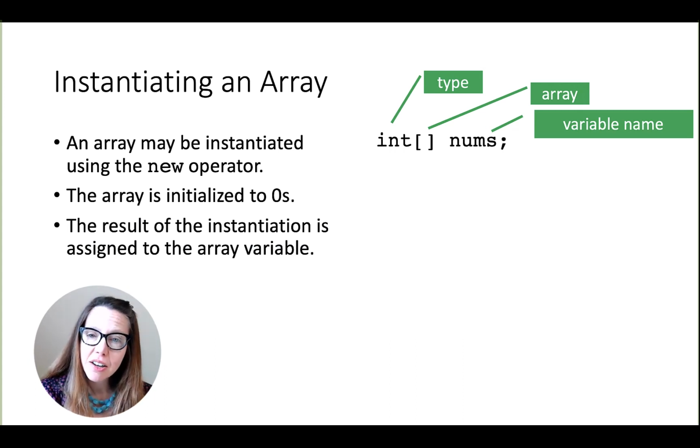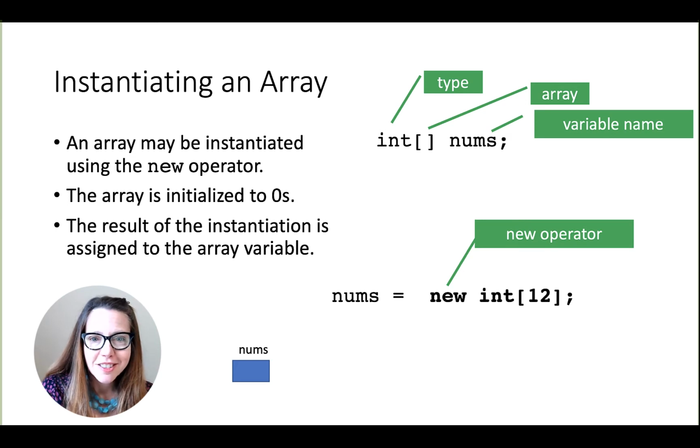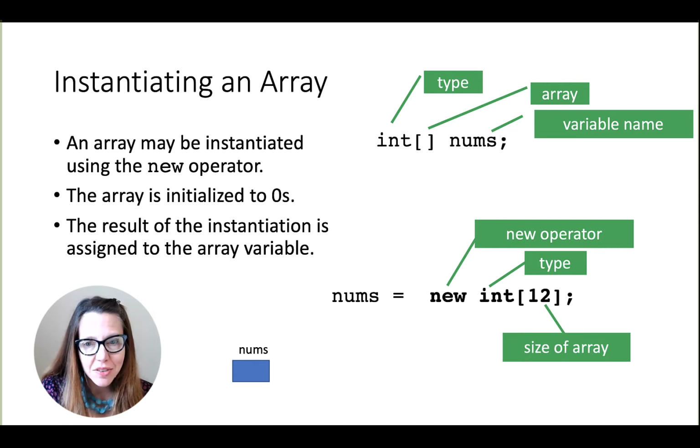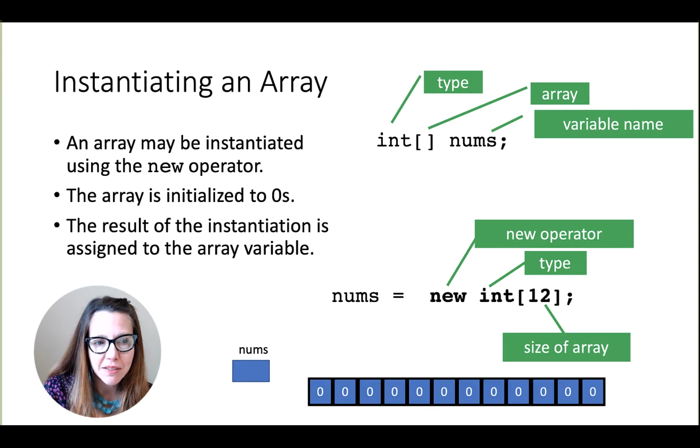Now that we have declared an array variable, it exists, it has the name nums, and it's ready to hold something, an integer array. In this example, an integer array named nums, we are ready to instantiate the array. An array may be instantiated using the new operator. In order to do this, we use the new operator, followed by the type of array needed, and then we give the size of the array. When this happens, appropriate space is allocated to hold the specific array.